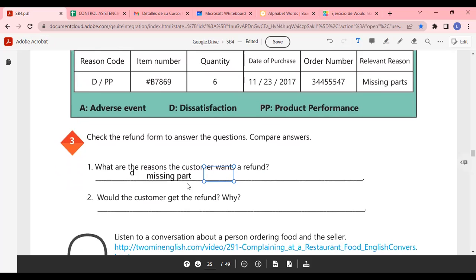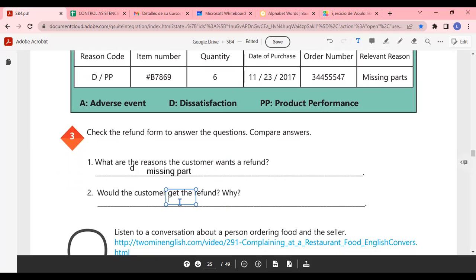And then we have another question here. Would the customer get the refund according to the reading section? What do you think? He would get it? ¿Creen ustedes que va a recibir su reembolso? It's possible. Why do you think it is possible that he gets it? Maybe missing part? I think no, because I checked the product en el almacén.